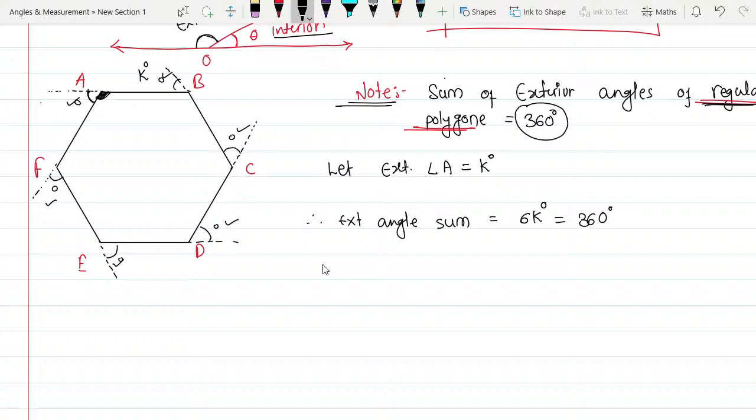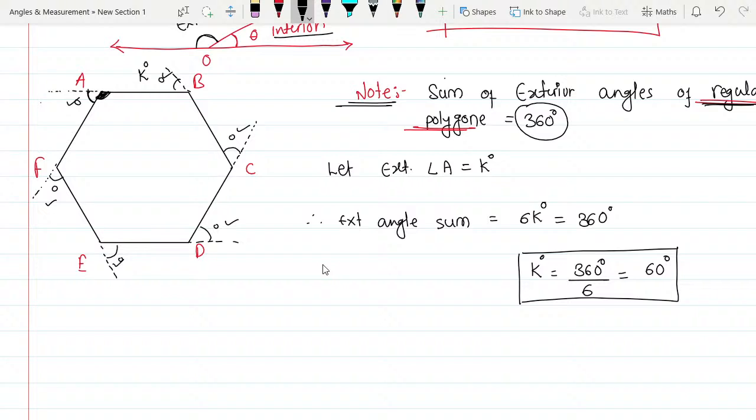So how much is one angle k? The k degrees becomes 360 degrees divided by 6. So this becomes 60 degrees. So 1k becomes 60 degrees. Let me write here that this becomes 60 degrees. And each and every exterior angle becomes 60 degrees now: 60 degrees, 60 degrees and 60 degrees.